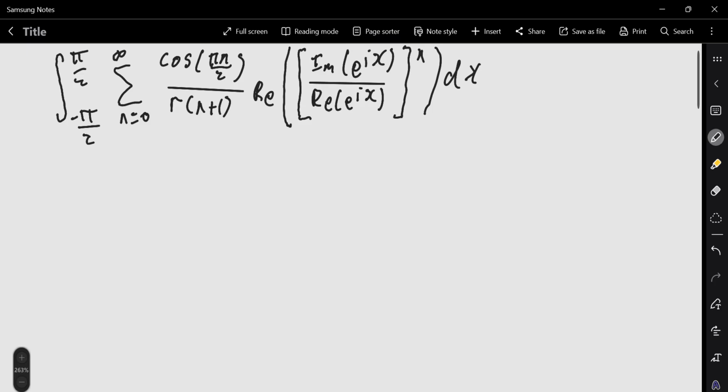The integral between minus pi over 2 and pi over 2 of the sum from n equals 0 to infinity of cosine of pi n over 2 over gamma of n plus 1 times the real part of the imaginary part of e to the ix over the real part of e to the ix, all to some power n.